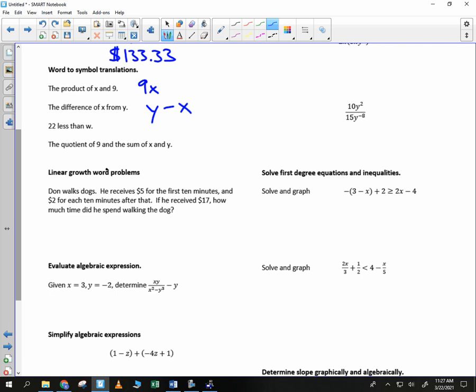22 less than w. W minus 22. And the quotient of 9 and the sum of x and y. What does quotient mean? Divide. So 9 divided by the sum of x and y. There we have it.